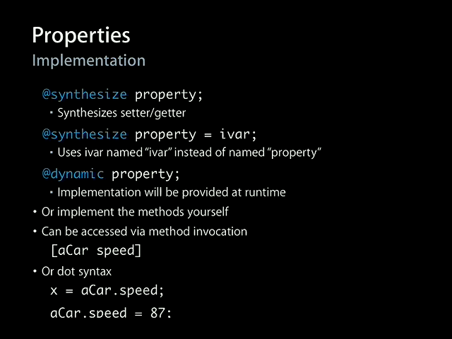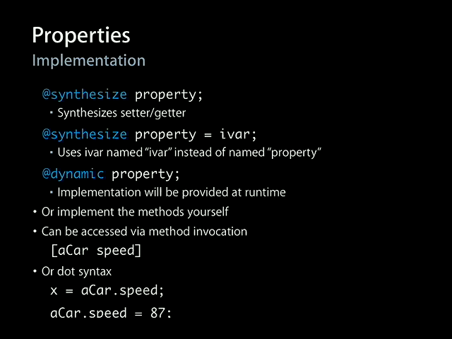And what that tells the compiler is to not complain when it doesn't find the implementations of the methods that the property declaration implies, because you're going to take care of bringing those into being later. Maybe you'll dynamically provide them at runtime. Maybe you'll load a bundle that has them. I don't know. And then finally, you can just implement the methods yourself. You can implement setSpeed and speed directly.